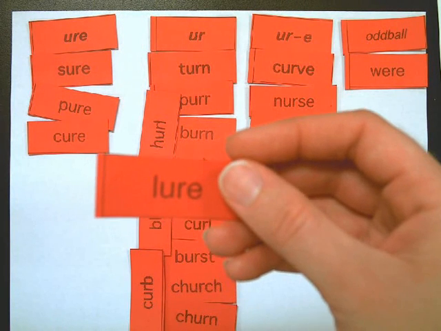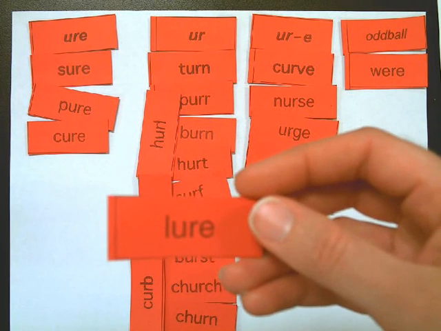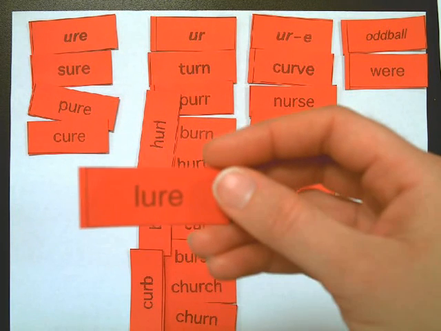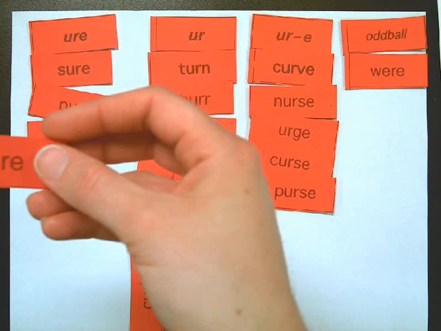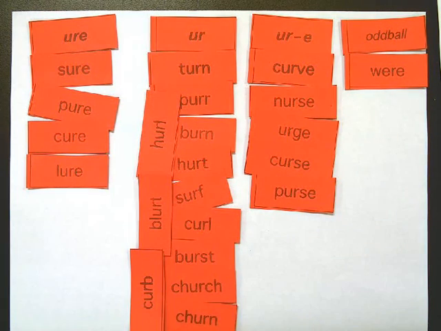The last word in this sort is lure. This means to sort of call over or entice, to catch someone's attention and try to convince them to come to you. And so we hear, like in sure, pure, and cure, that sound in lure. And so we're going to set it over there.